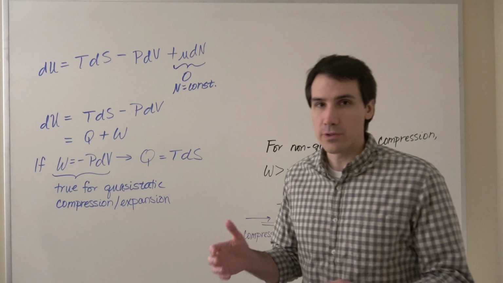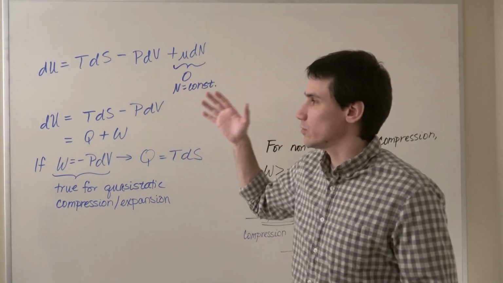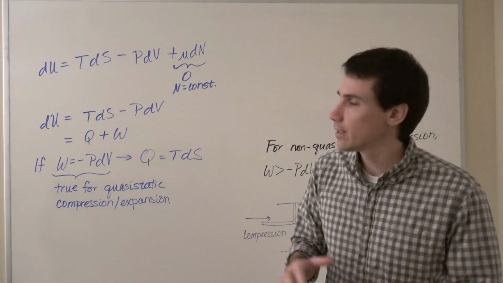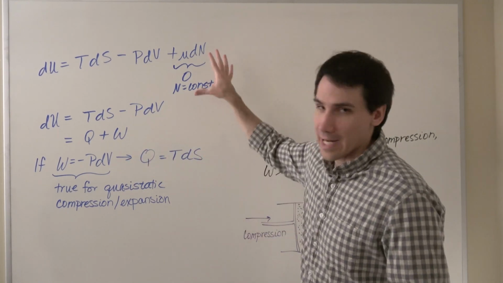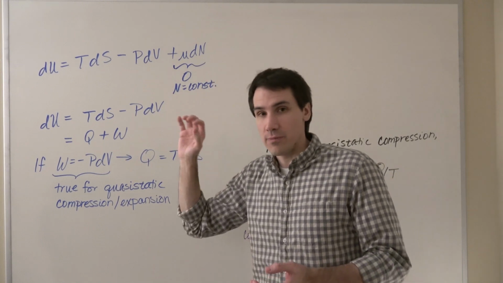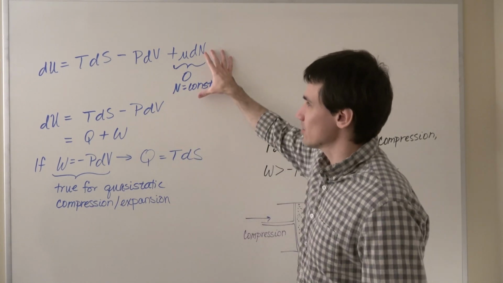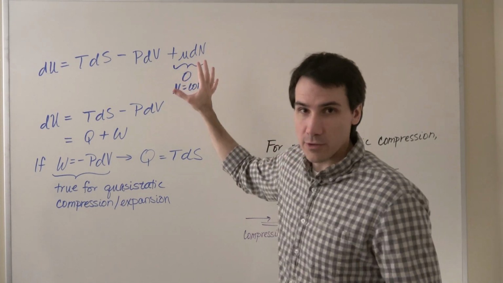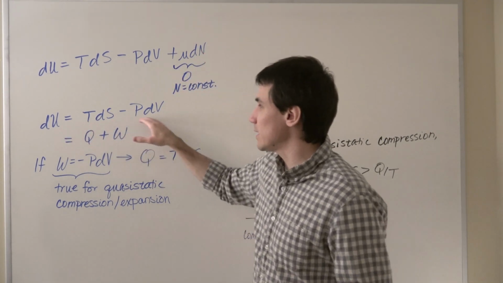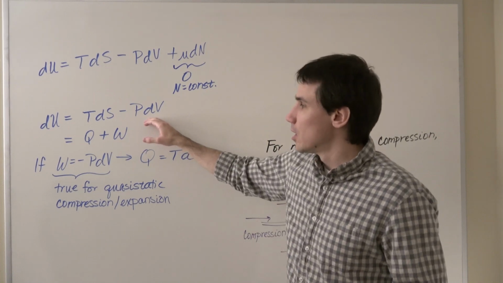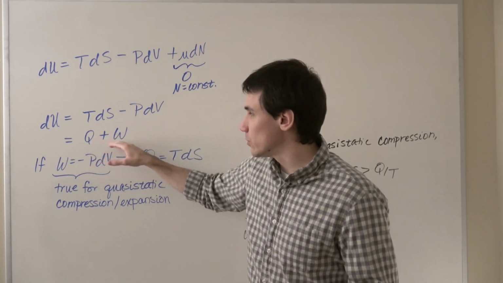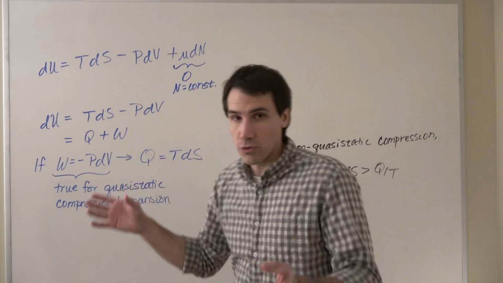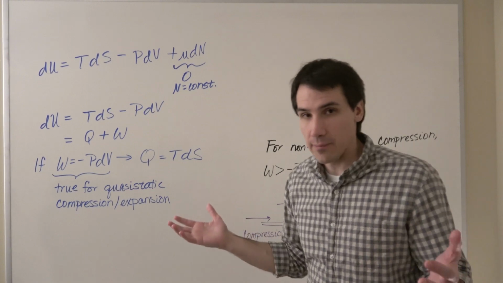Now let's use our new differential equation here in order to reanalyze the relationship between entropy and heat. So first we'll assume that we do not add or remove any particles from the system, so we can set this term equal to 0. So in the case that we don't add or remove any particles, dU equals TdS minus PdV, but dU is also equal to Q plus W. Both of these statements are true in general all the time.